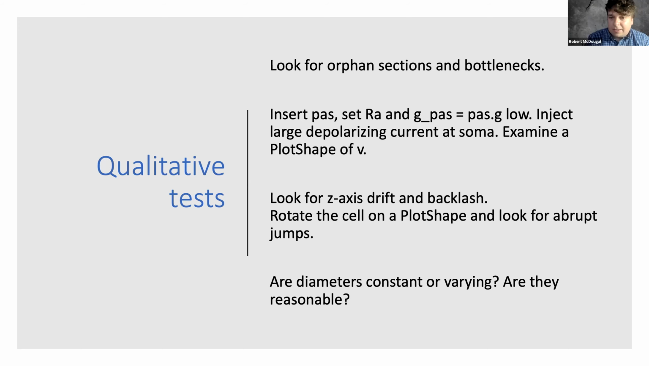One other common thing to look out for: you'll notice that when I was on NeuroMorpho, one of the first things I did was pop up that WebGL viewer and ask, how does this cell look from different angles? Obviously, you can do this with a plot shape as well. Is there any sort of z-axis drift? Is there a systematic bias where the cell's just kind of migrating off that way? Or sometimes you'll find cells where there's an abrupt jump.